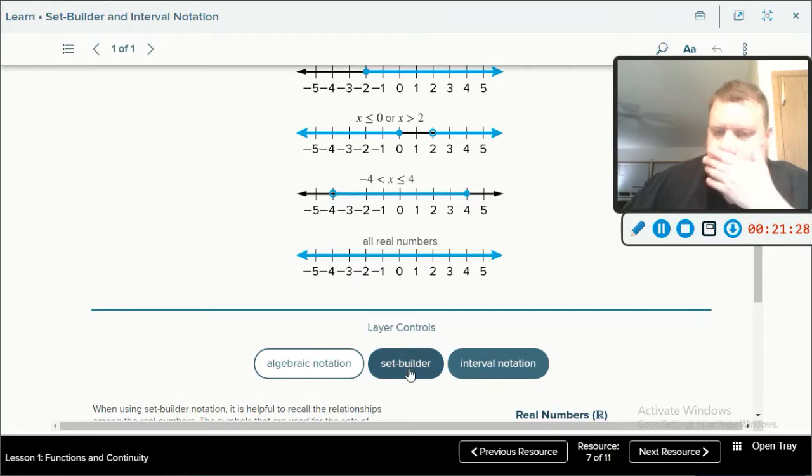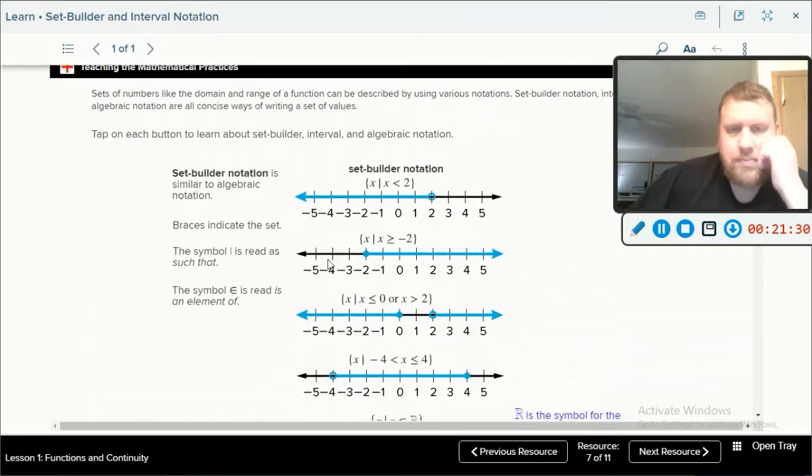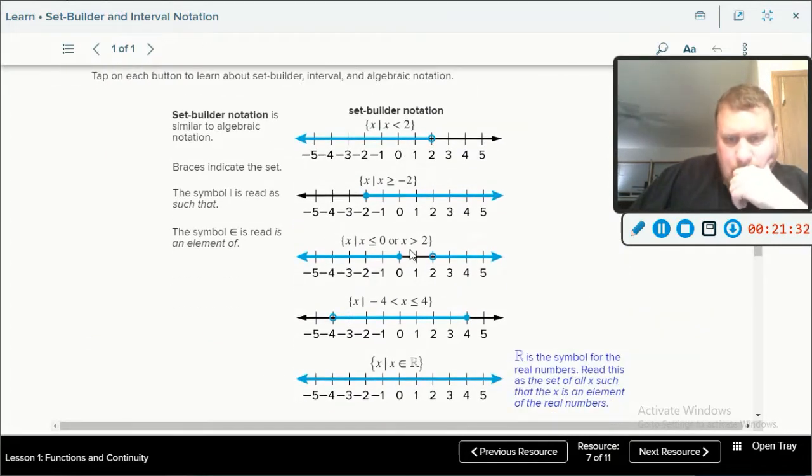Now here's where you're going to need some notes too. Set builder. I was right. It just says or. Okay, I put and, but it's or. It should have been or. You're right.